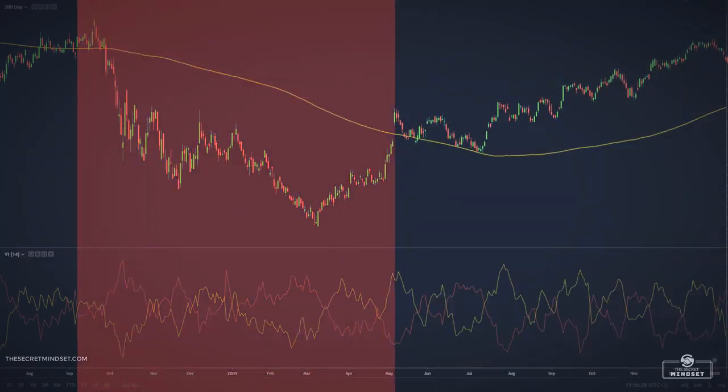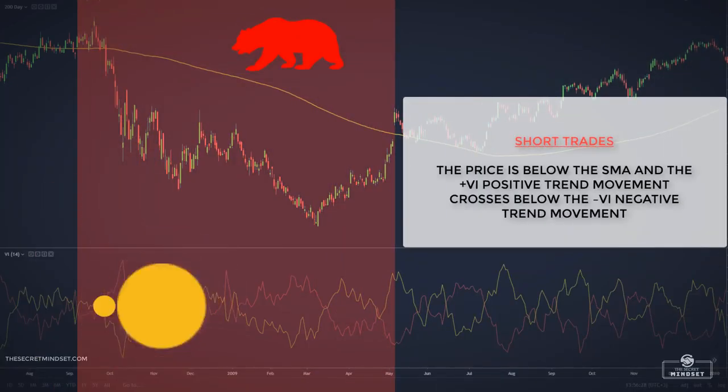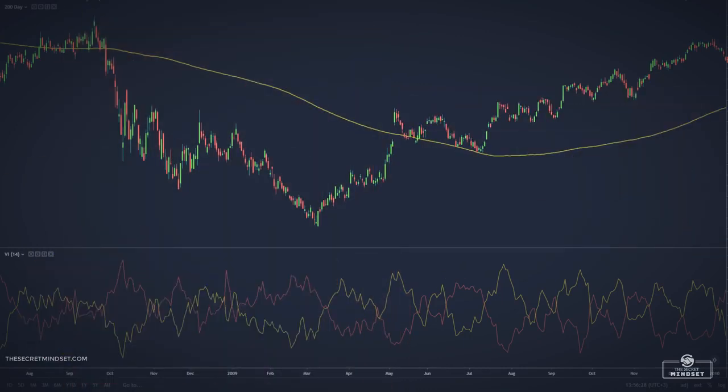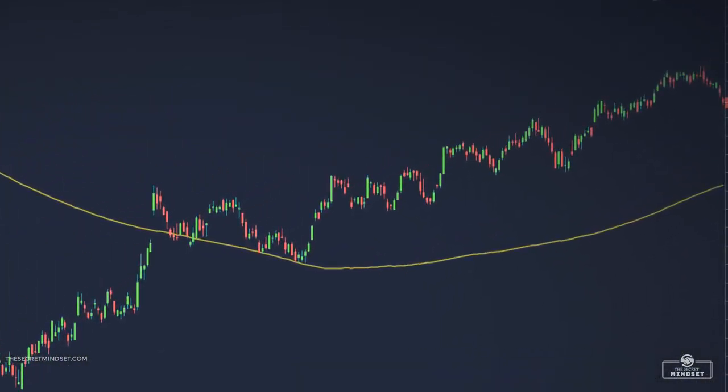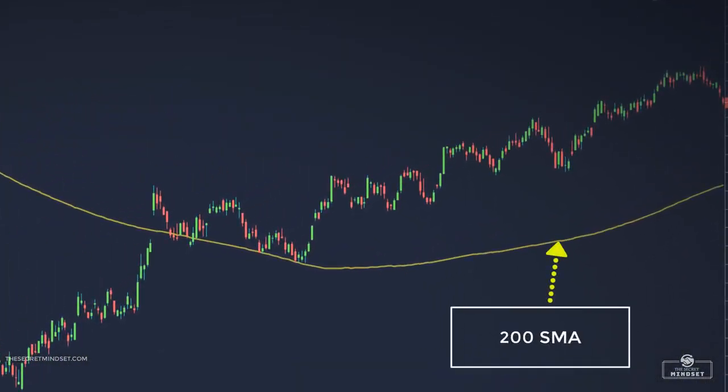You open short trades if the price is below the simple moving average and the negative vortex line crosses above the positive vortex line, signaling that a downtrend is underway. This way, you will not open trades that go against the long-term trend. A 200 period simple moving average is a good long-term filter.